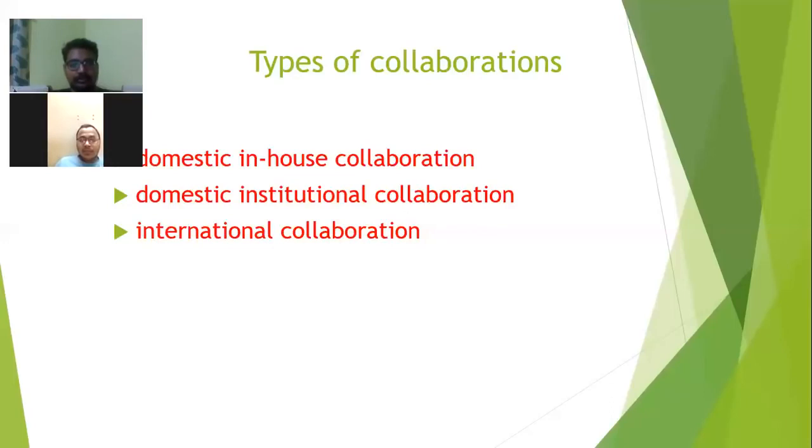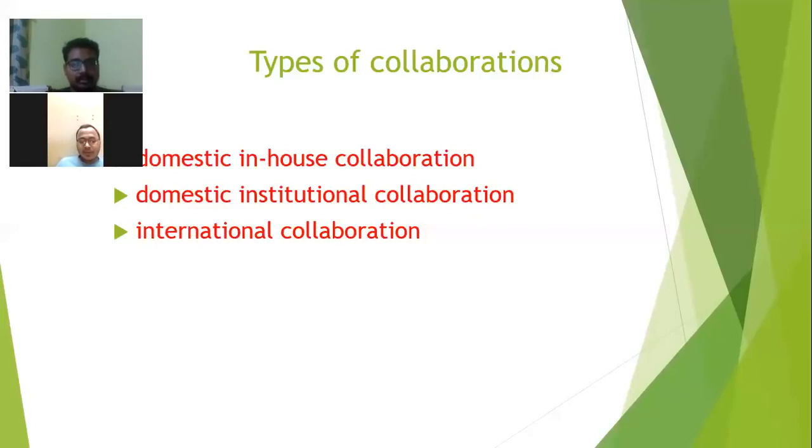We'll discuss later on how we'll do the international collaboration. But if you're able to do that, it will really give a very good impact over your research, over your article. Whenever you are submitting a proposal also, that will create a good impact on that particular proposal.